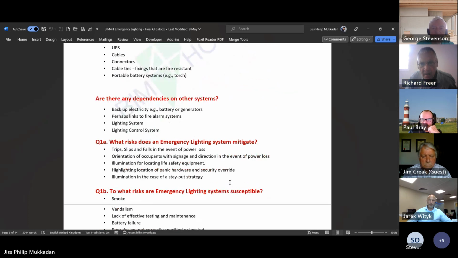Okay. Are there any dependencies on other systems? We've got backup electricity, for example, links to fire alarm systems, lighting control system. Anything else that would be a dependency? The one bit that you might want to think about is if you use photoluminescent signage, there is a dependency because it depends upon the luminaire close to it for charging.